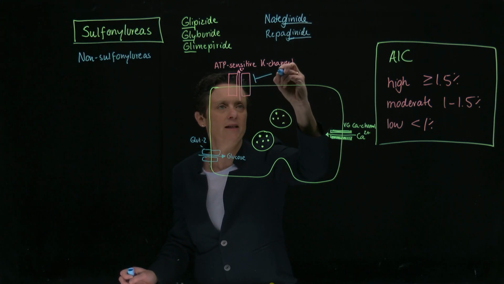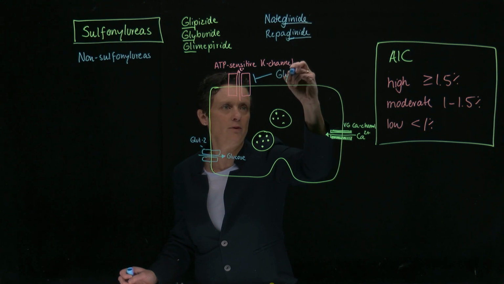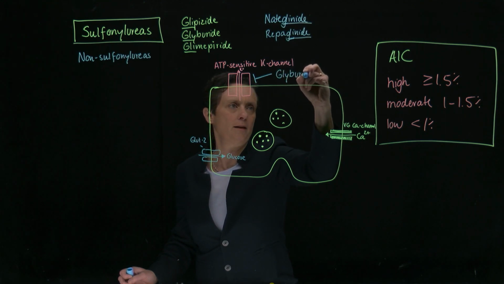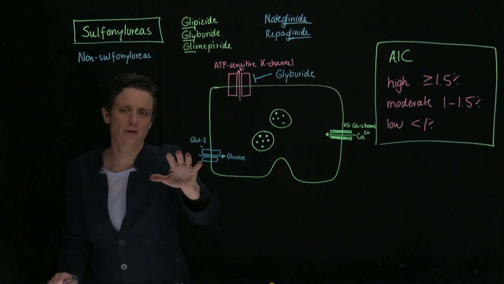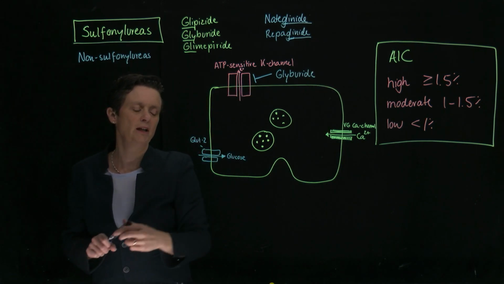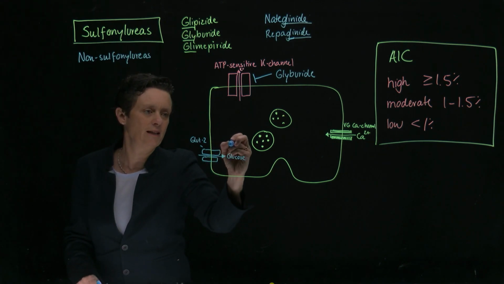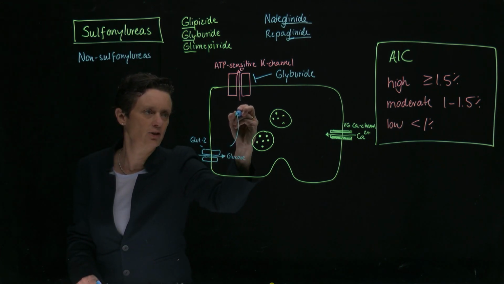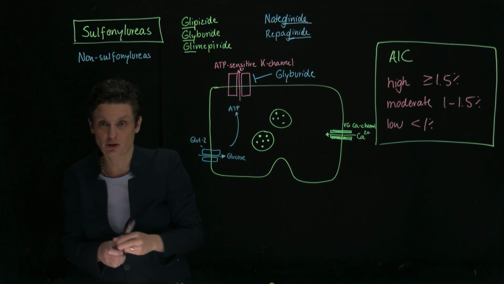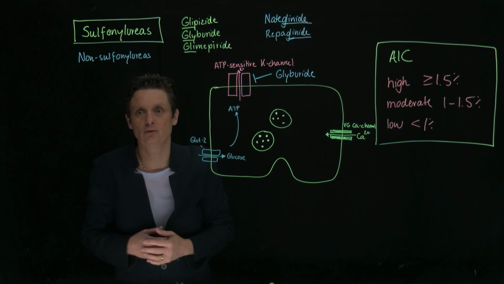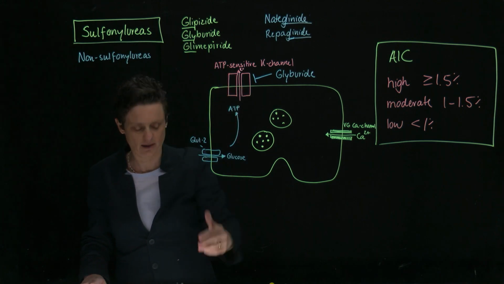So here is how, let's use an example, glyburide works. I have mentioned in the beginning of this video series that usually when glucose is sensed in the body, glucose is going to be broken down and it's going to generate ATP, which shuts down this potassium channel. And what they do, they just do it independent of glucose. They just shut down this channel.